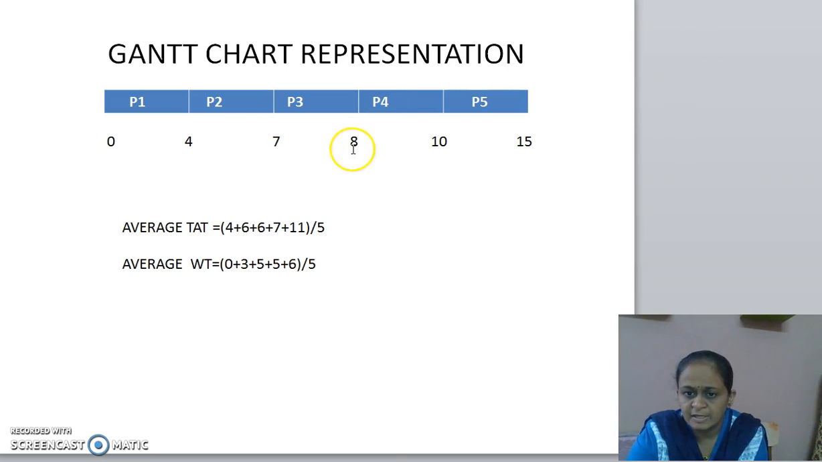Similarly, P4 will start executing at 8, and it requires a burst time of 2, and it will get over by 10. Similarly, process P5 will start executing at 11, and the burst time required is 5, and it will get over by 15.